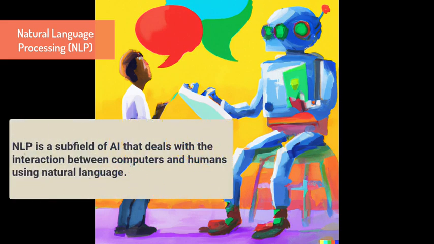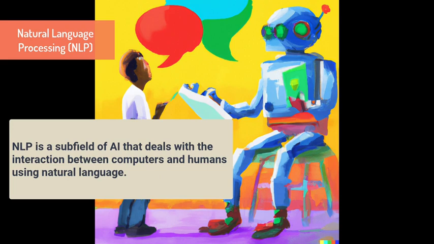Now, let's look at natural language processing, or NLP. This is a subfield of AI that deals with the interaction between computers and humans using natural language. And when we say natural language, we're referring to the way humans communicate with each other, through speaking English or Spanish, Mandarin, etc. This is opposed to programming languages or artificial languages such as Python or Java.